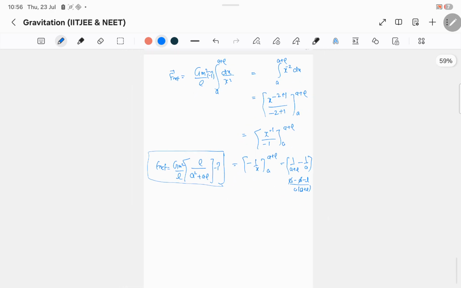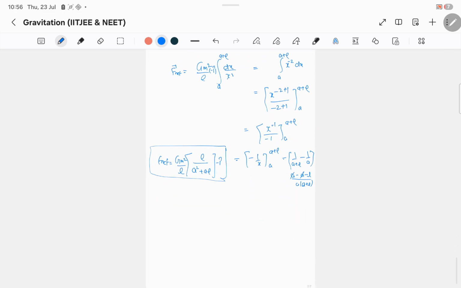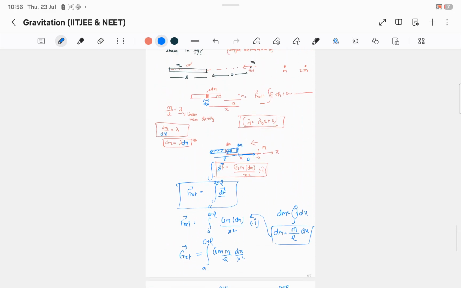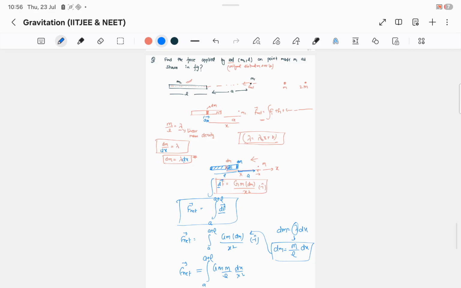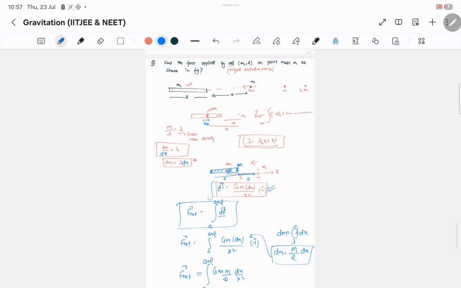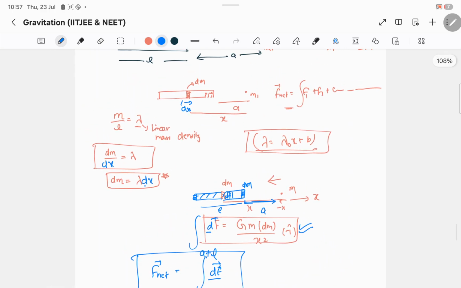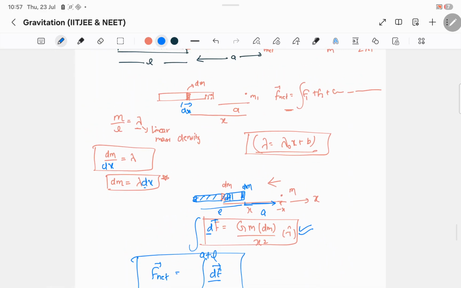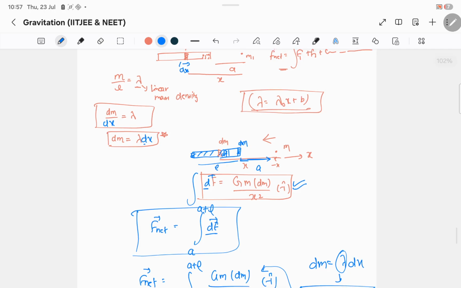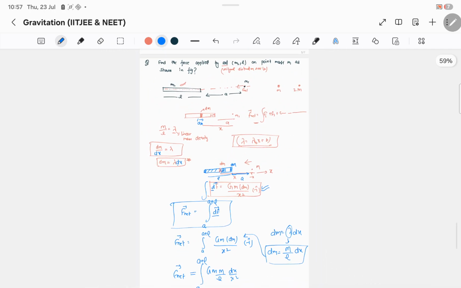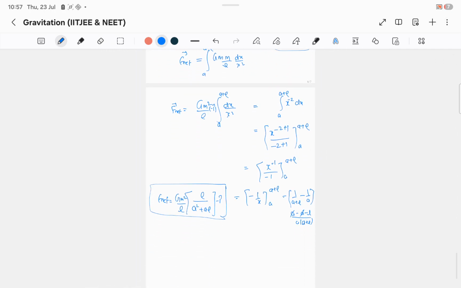So you can see what we found. Let's take a slow recap. First you take a small element, then you write the force because of this small element. Then we integrate and take care of the limits, how we are taking them. Then this will be the answer.